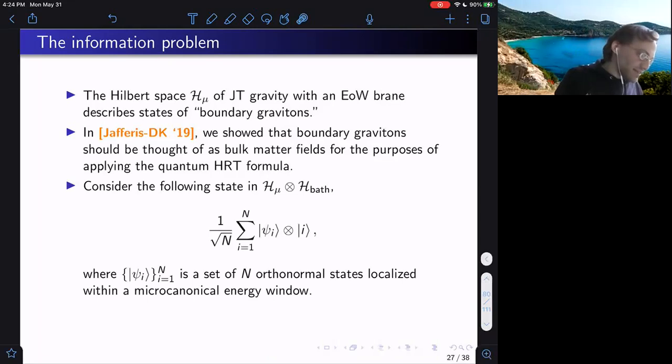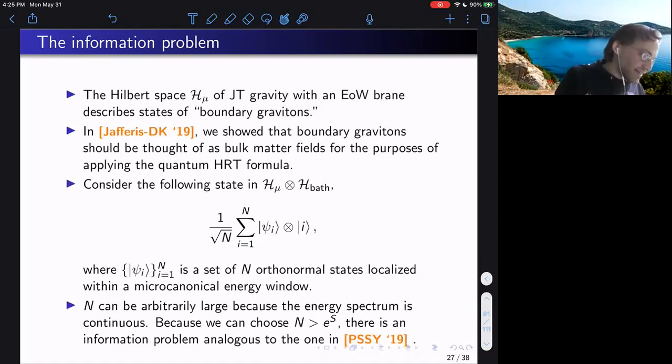So this is a maximally entangled state, and I'll let I refer to an orthonormal basis of the Bath. And then psi I is a set of n orthonormal states that are localized within a microcanonical energy window. And I can take n to be arbitrarily large because the energy spectrum is a continuum. In particular, I can take n to be greater than e to the S, where S is the microcanonical entropy associated with this microcanonical energy window. And so because I can take n to be arbitrarily large, there is an information problem that's analogous to the one in the West Coast paper.